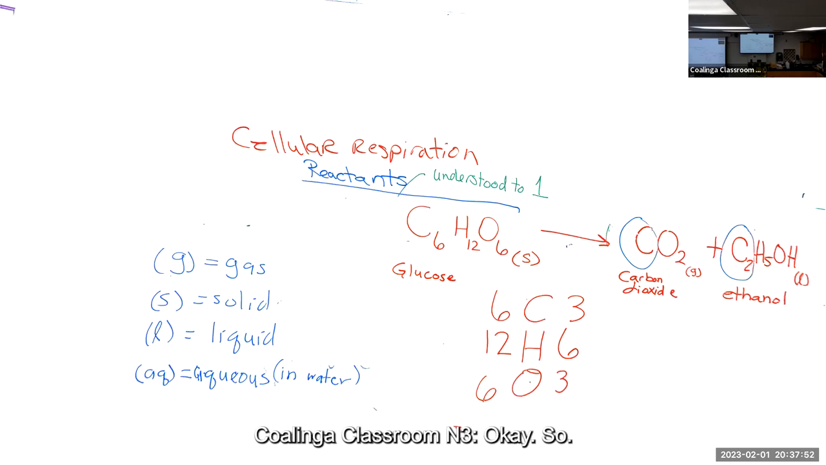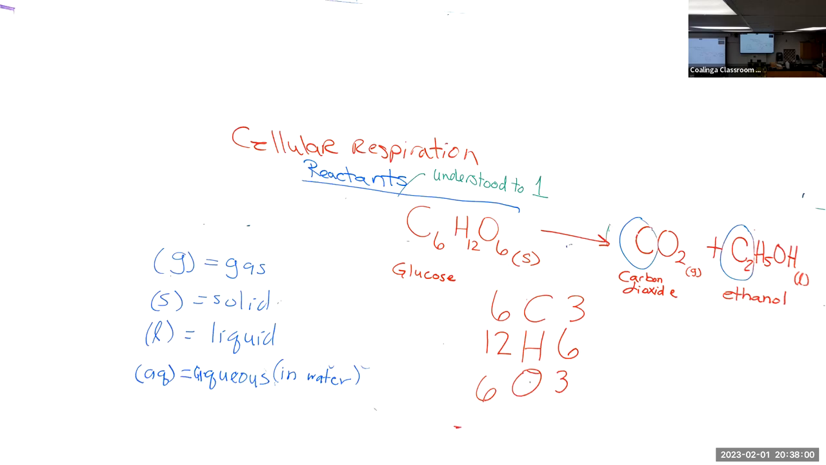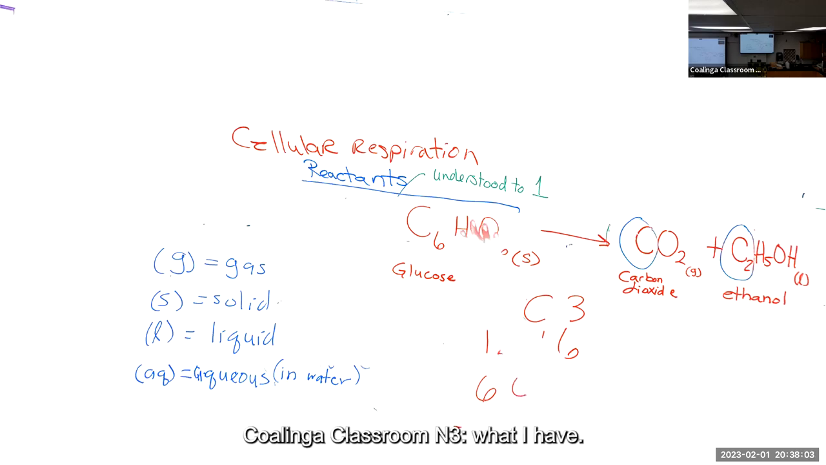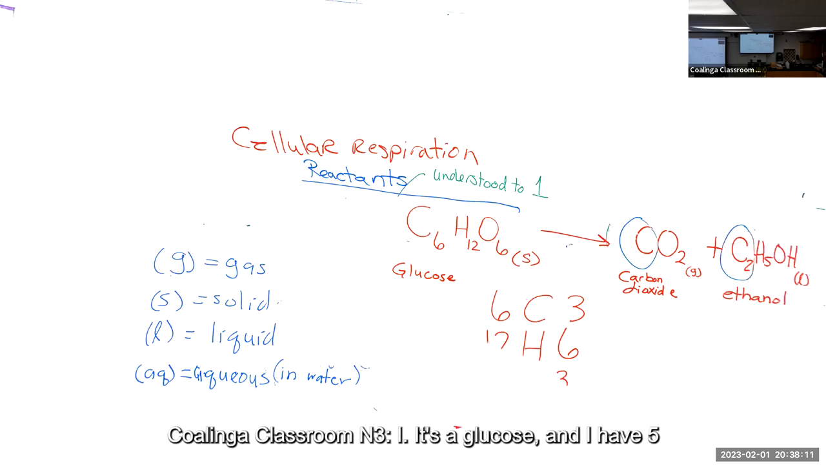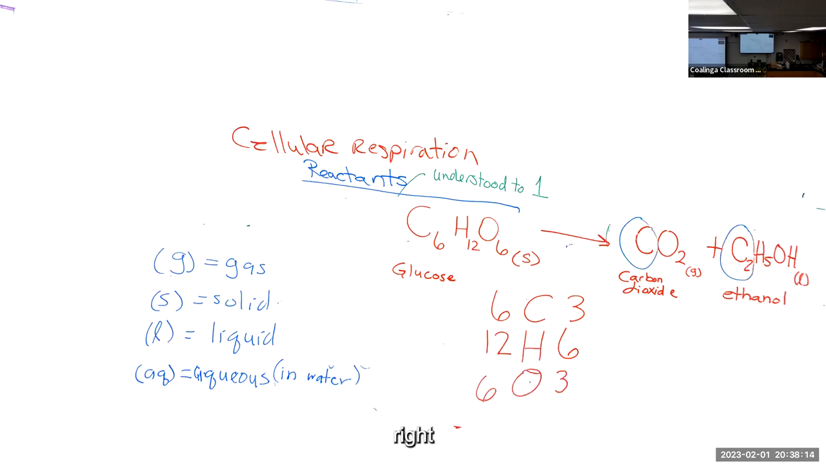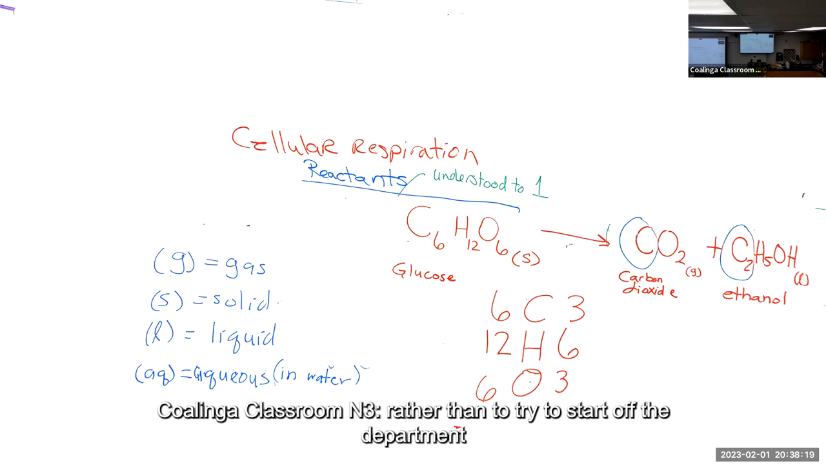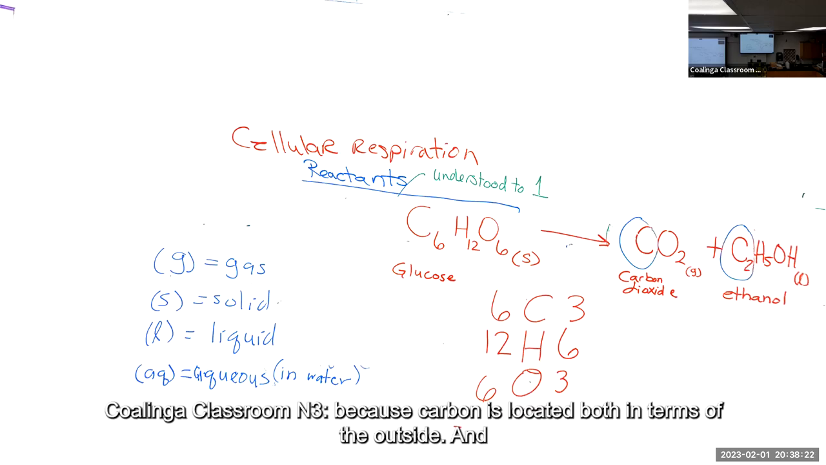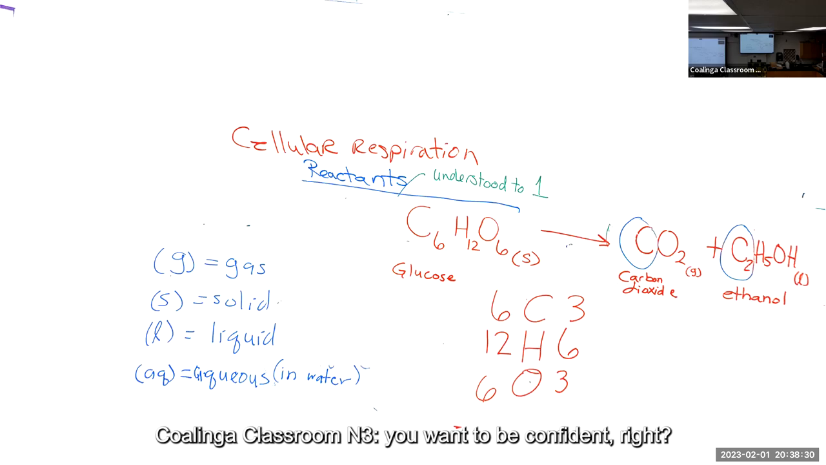As I said, I always start off with the one that seems the easiest. I have hydrogens in only one compound here, glucose, and hydrogens only over here in the ethanol. If I start with that, that would probably be the best thing, rather than starting with carbon, because carbon is located both in carbon dioxide and ethanol. That's going to take a little guess, and it's better for us not to guess. We want to be confident, right?